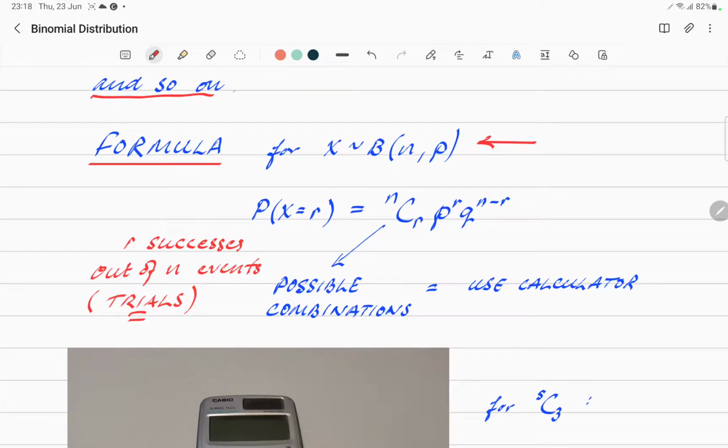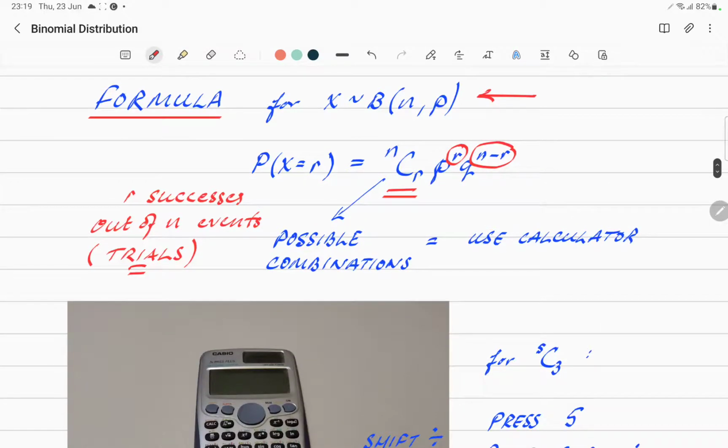So r successes out of n events is given by something called nCr, which I think I've covered in a different video earlier. And the probability of success to the power r, because r successes, and the remaining, however many there are left, would be failures. So that's n minus r. It doesn't really bear much discussion. Just make sure you remember the formula, or if it's given in the formula sheet, know what to plug in to each of those values. And so nCr, that's the important bit, tells you the number of possible combinations. For that, you're best off just using a calculator in a calculator paper.